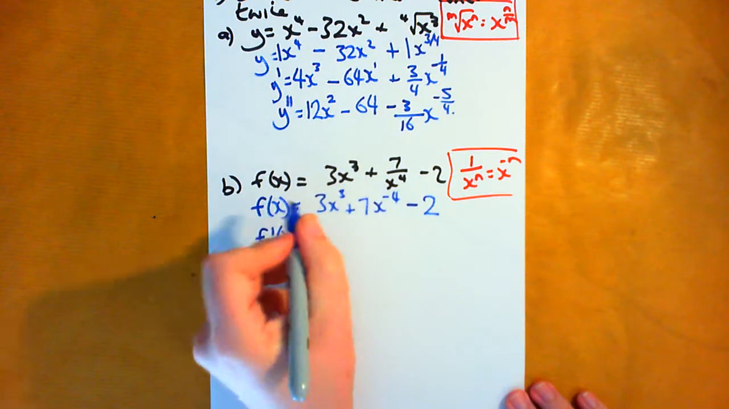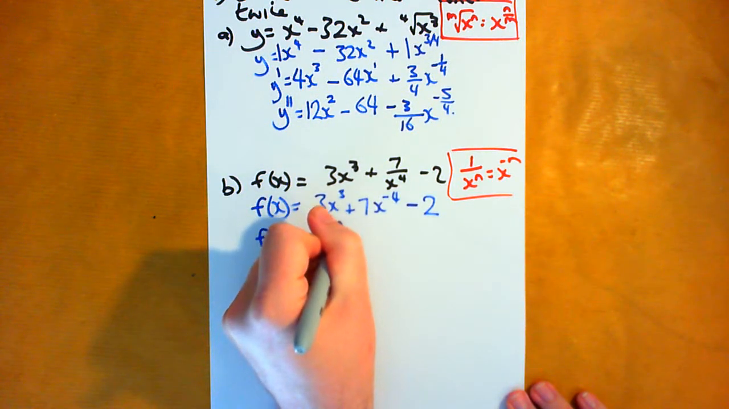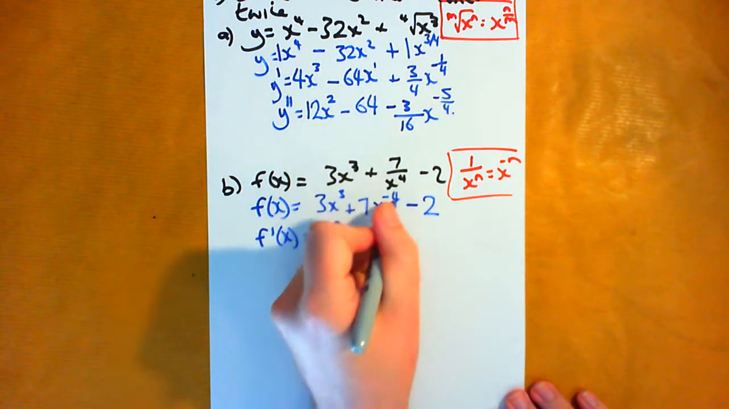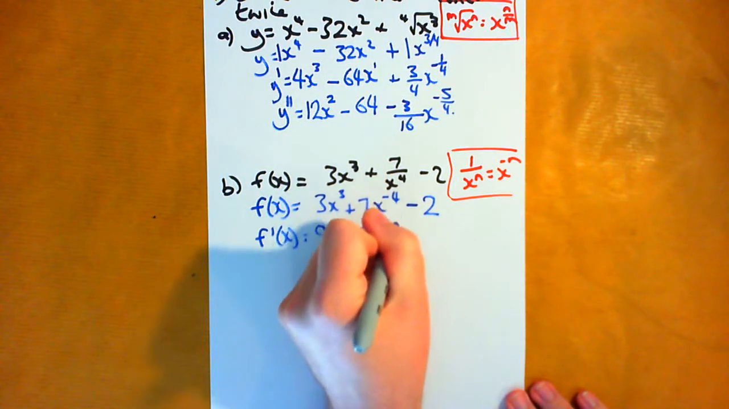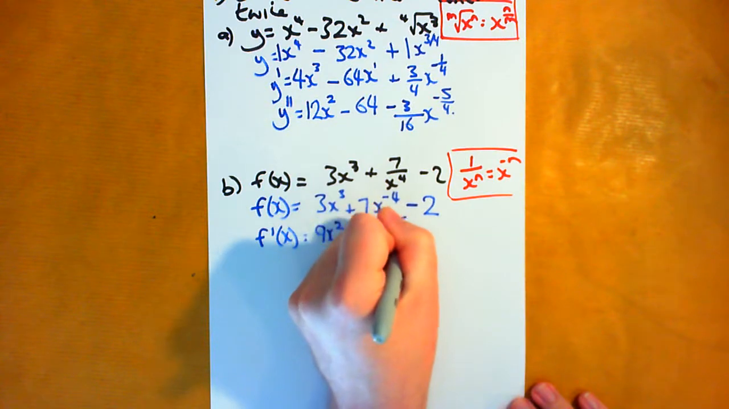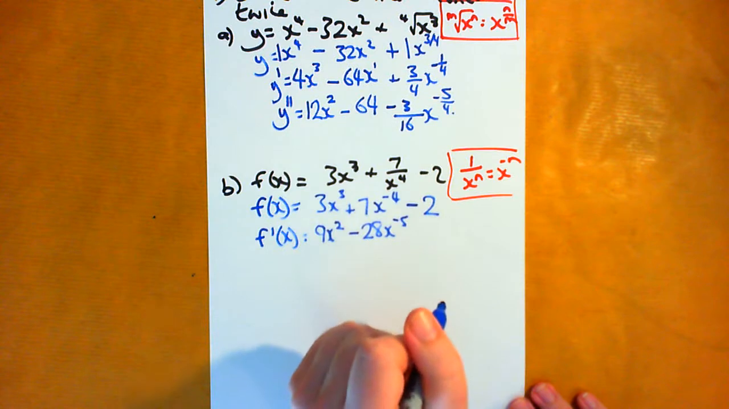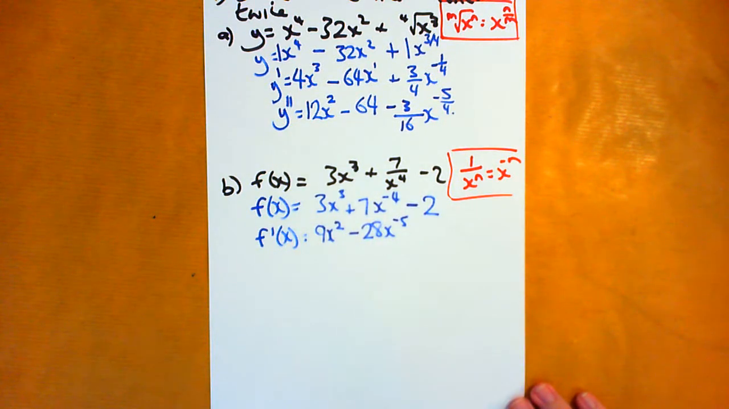So 3 times 3 is 9. x to the 3 minus 2, drop the power by 1, gives you 9x squared. 7 times negative 4 is minus 28. x to the power of minus 4 minus 1 is minus 5. And minus 2 is just a number, so that differentiates to 0. So if you've got a number without the variable, without an x or without a t, or whatever the letter is, differentiating it will just give you 0.